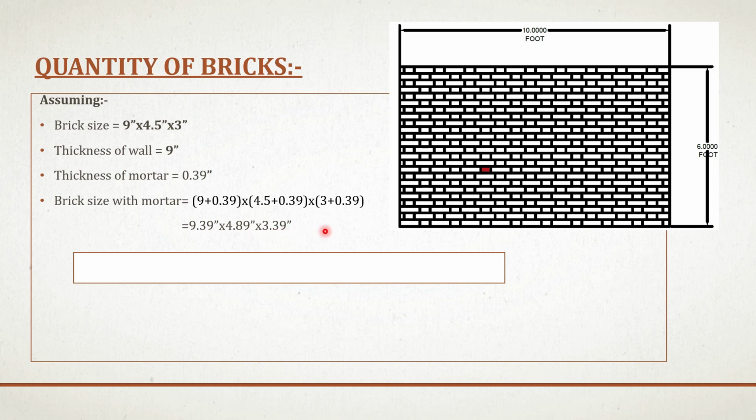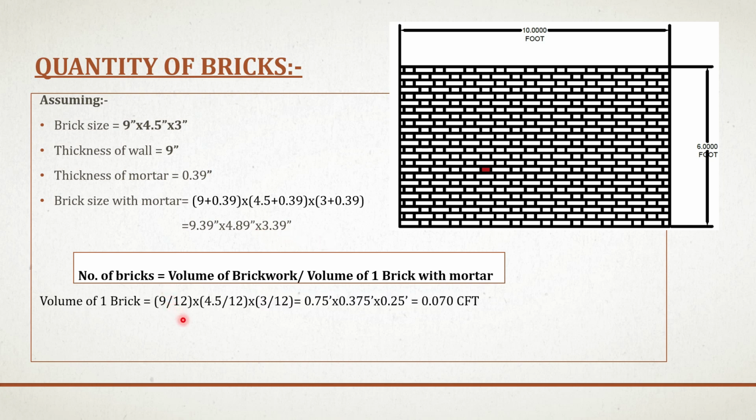To calculate the number of bricks, you have to remember a simple formula: number of bricks equals volume of brickwork divided by volume of one brick with mortar, which means if you multiply these three values, then you will get the volume of one brick with mortar. For ease of calculation, I am converting this inches value into foot. To do that, we have to divide inch value by 12 because 1 foot equals 12 inches.